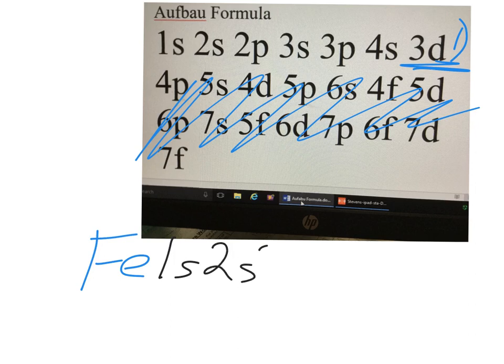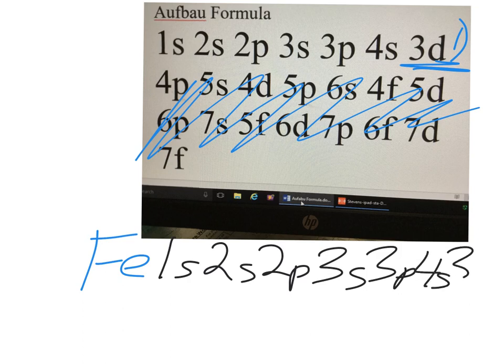1S, 2S, 2P, 3S, 3P, 4s, and 3d. Now 3d is my stopping point, and we said we were going to stop where? At 3d 6, because iron is the 6th square from left to right, right?